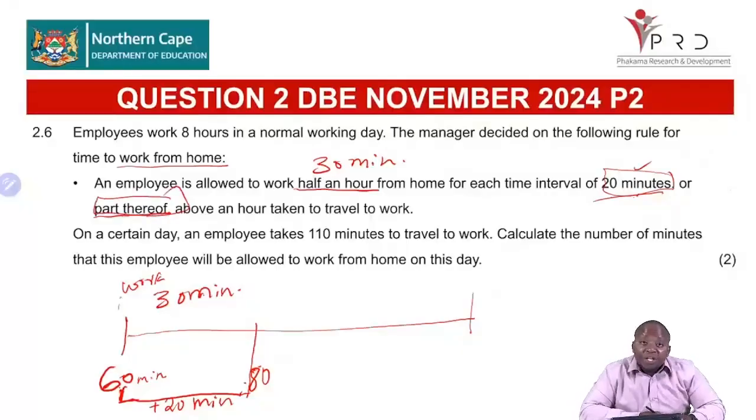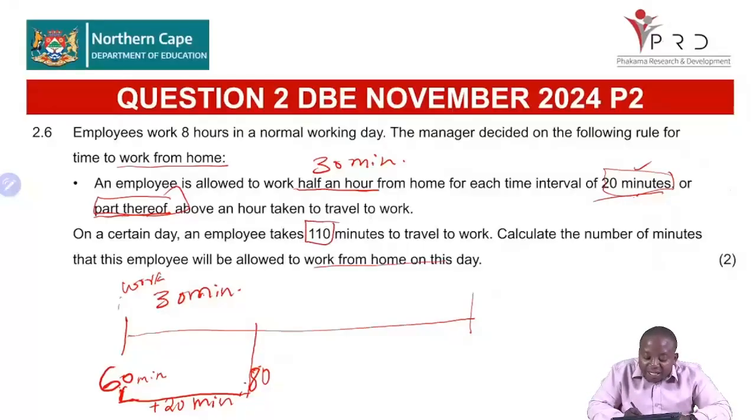Now let's read the question. It says on a certain day, an employee takes 110 minutes to travel to work. Calculate the number of minutes that this employee will be allowed to work from home on this day. Okay, this is very important. We need to know how many minutes this person will work. So let's apply this rule. 60 plus 20 is 80, and we are supposed to get to 110. So to get to 110, we're going to add another 20 here, so that we can get an extra working time of 30.